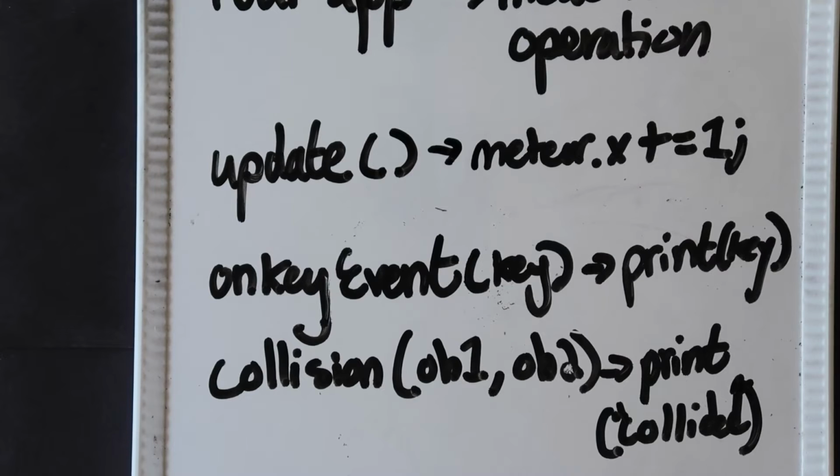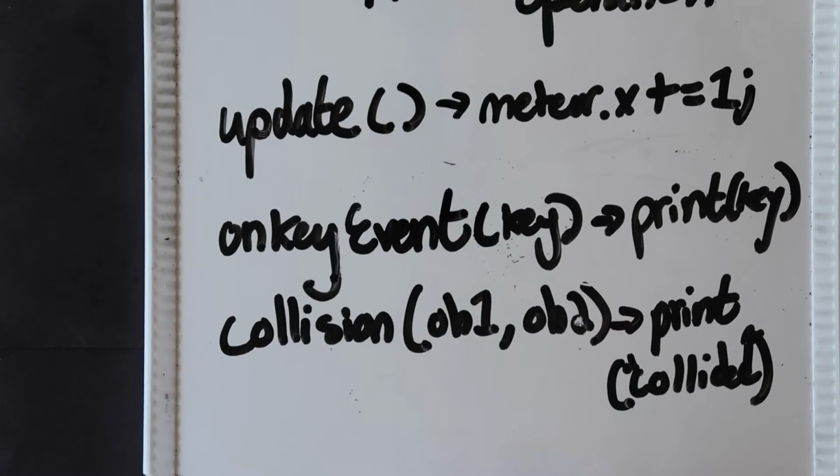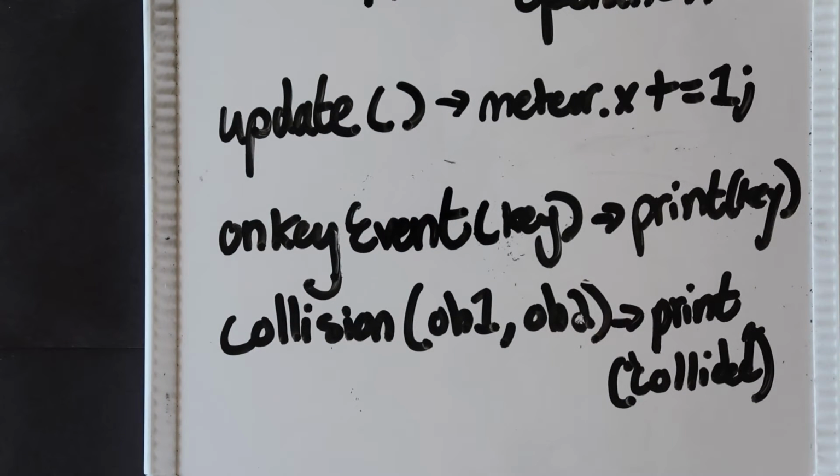Usually, a framework would have more methods than this. But essentially, the framework calls the update, onKey event, and collision functions, so you don't need to worry about connecting them into your code or coming up with a good structural design. You just have to implement specific functions.